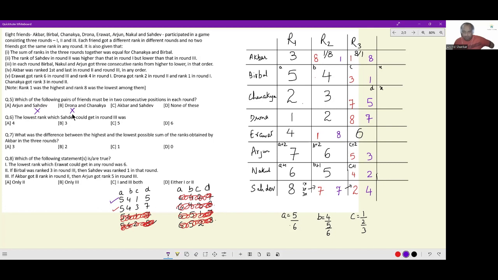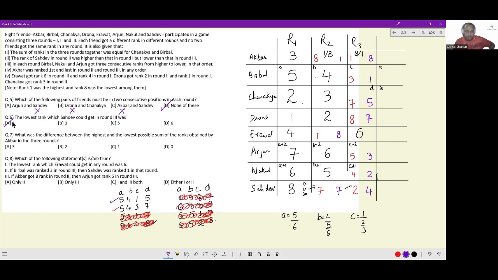Akbar and Sahdev. Akbar is 3 in round 1 and Sahdev is 8 in round 1. So this is also not necessary. Therefore, the answer to this question has to be option D, none of these. Then question 6. The lowest rank which Sahdev could get in round 3 was rank 4, or option A.